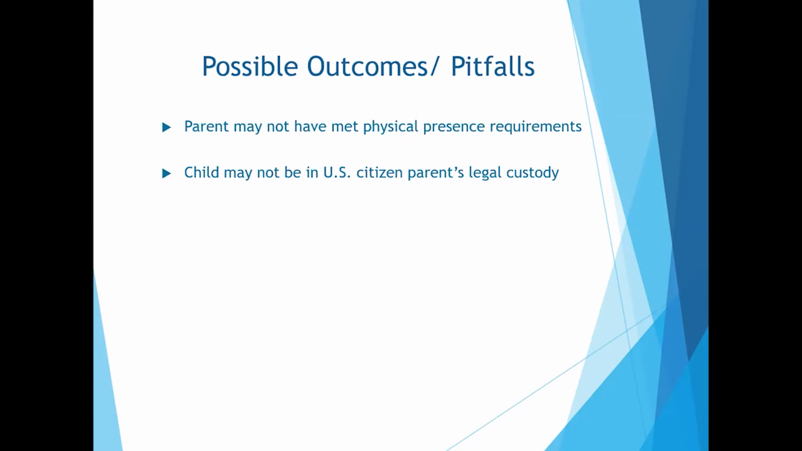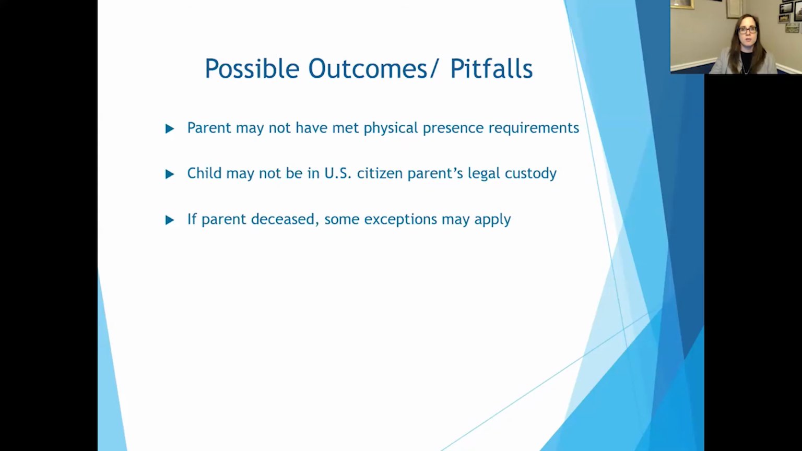The child may also not be in the US citizen parent's legal custody. This has happened to me before when there's been a divorce and the US citizen naturalized here in the US after the divorce, and then the child was legally residing in the foreign country and visiting on holidays. So we were unable to have that child get expedited citizenship through the Child Citizenship Act. She actually had to wait until she was an adult and had her physical presence, and then she was able to apply for her own naturalization, which was successful. And then if your parent was deceased, you might need to use some of the exceptions.